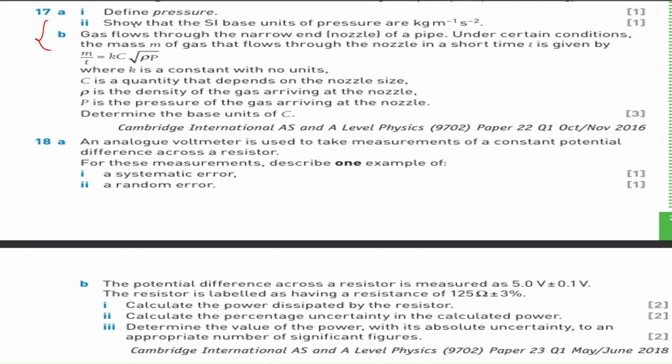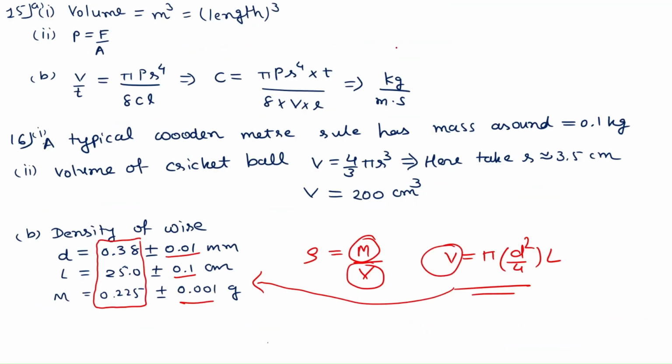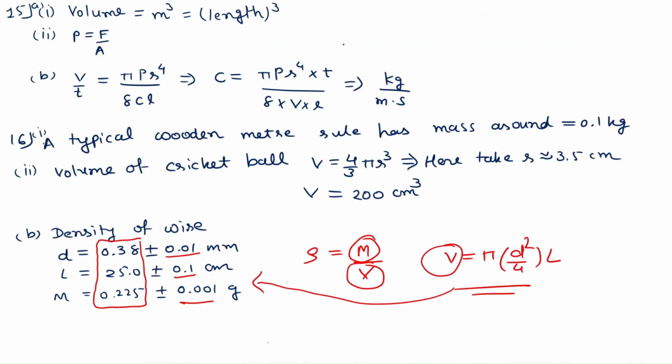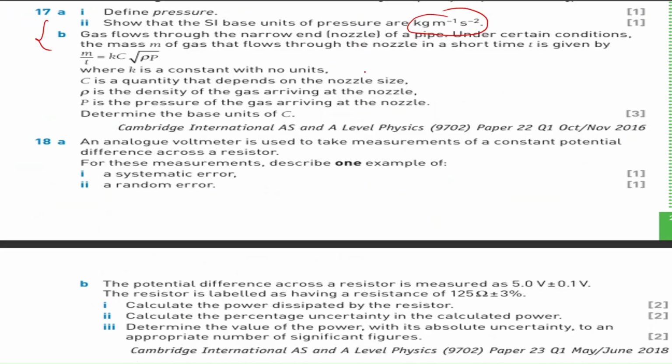Now in the second question, show that the SI unit of pressure is kilogram per meter per second square. We already saw the same thing in question number 15b, so I'm not repeating it. Now we go on to part B.